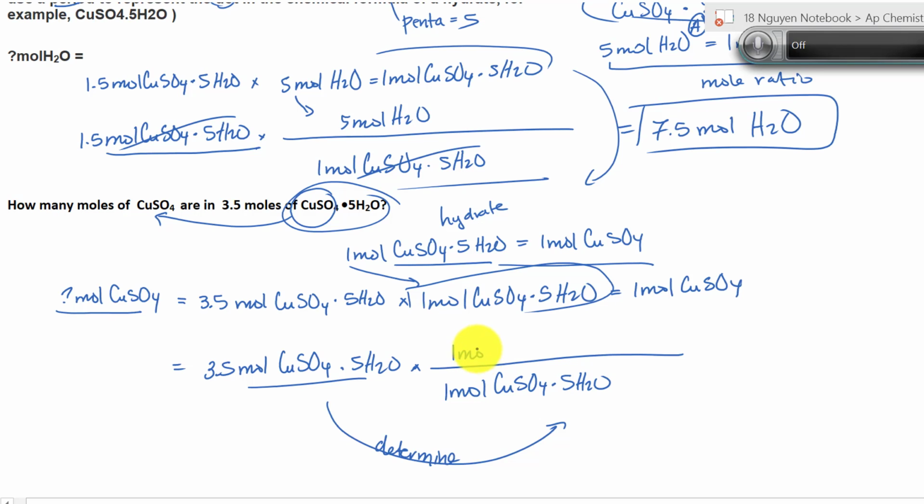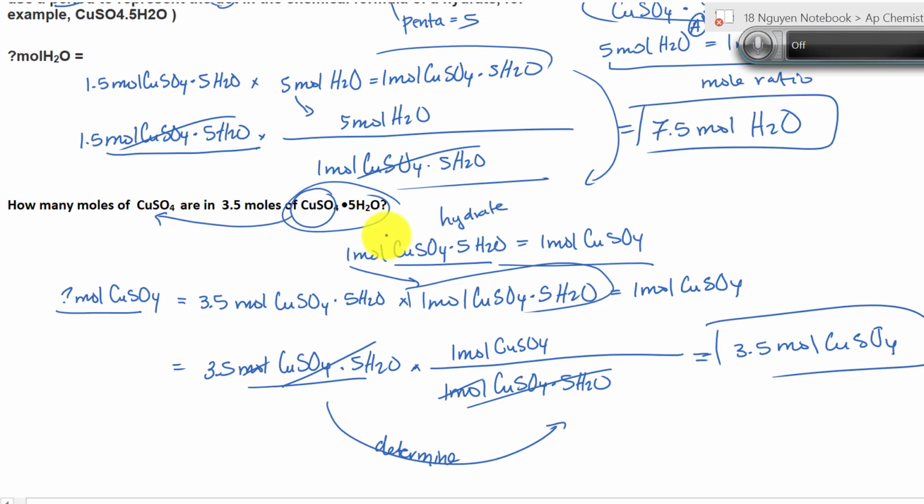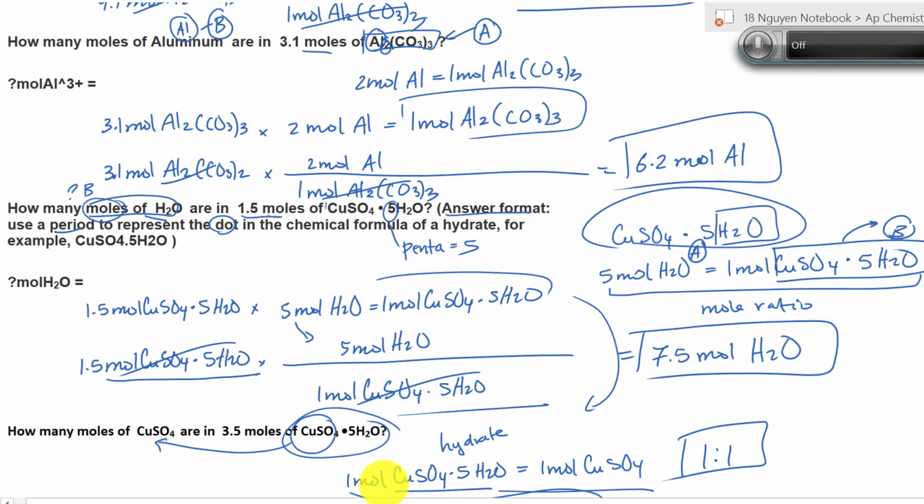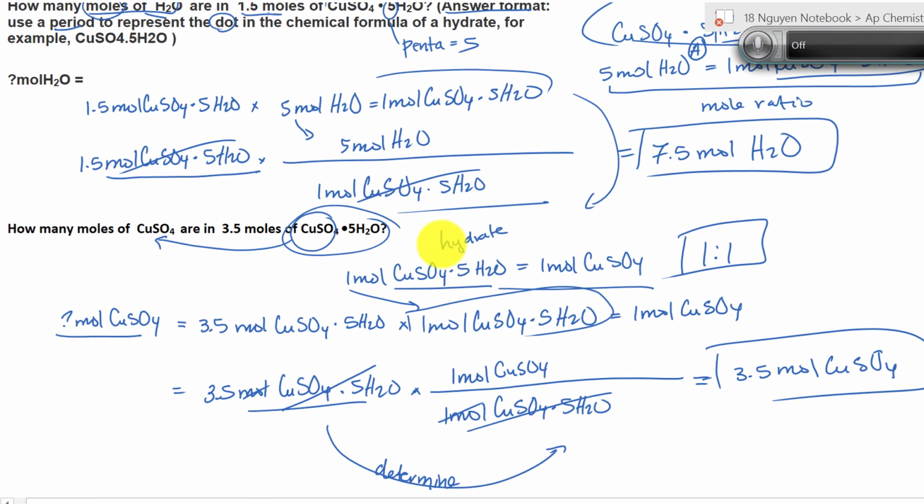So we have 1 mole of CuSO4. And also the moles cancel each other out as well. And that gives us 3.5 times 1, which is 3.5 moles of CuSO4. And that makes sense because in 1 mole of copper sulfate pentahydrate, there's only 1 mole of CuSO4. And the ratio is 1 to 1. And that's how you use a chemical formula and interpret it in terms of moles to get a mole ratio to solve for specific things in that chemical formula.